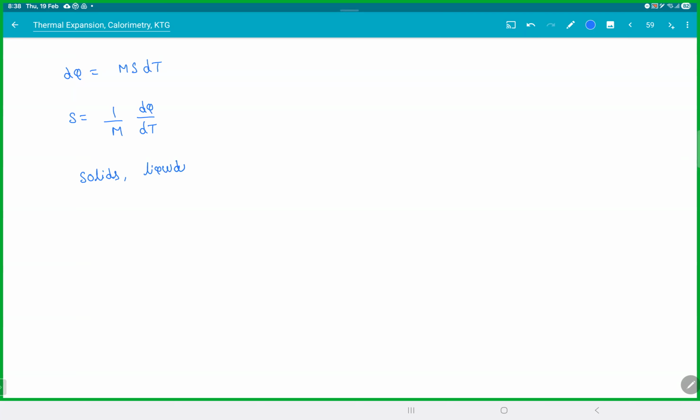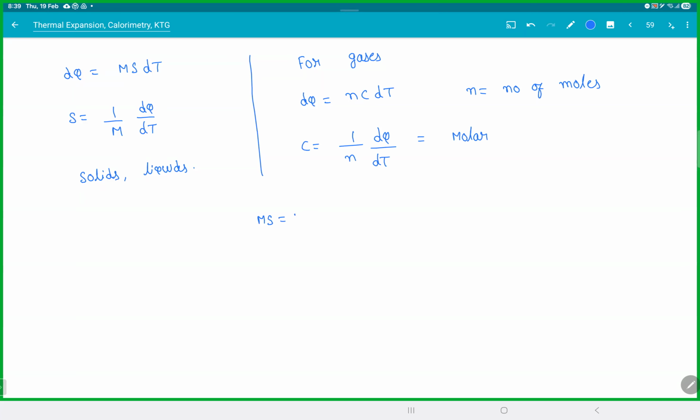Now, for gases, mass really doesn't make sense. So for gases, we use dq is equal to nc dt. You must have studied this in chemistry. Here n is the number of moles and c is called the molar heat capacity. So for gases, moles is more preferable. It is the amount of heat required to change the temperature by 1 degree per mole. Technically, this ms can be written as nc. They are one and the same thing. So when you study gases, we prefer to study in terms of moles, and for liquids and solids, we prefer to study in terms of kgs.